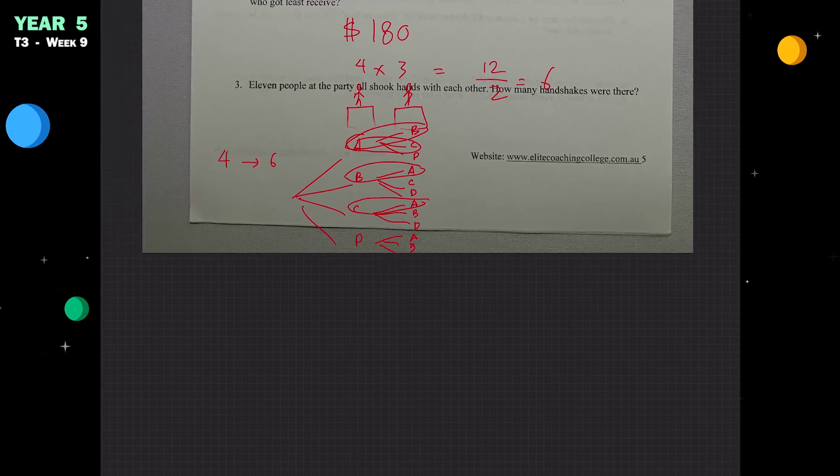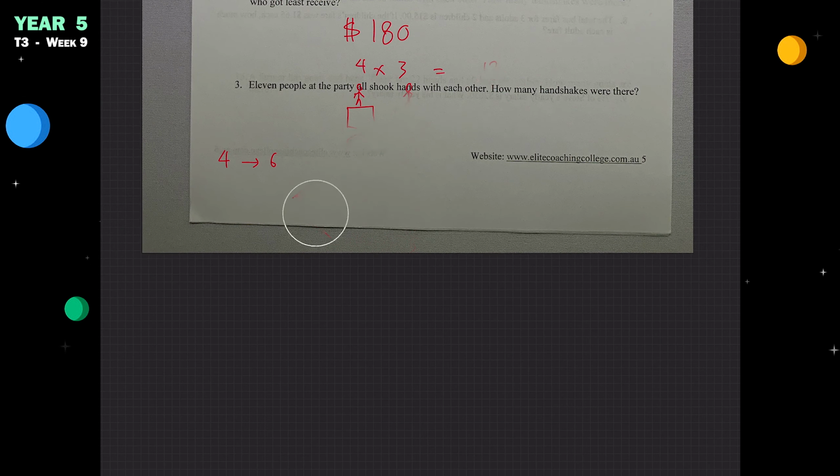Okay, so now let's use that example to do the bigger number here, which is 11. We got 11 people, so that means 11 people can stand here. They can handshake with 10 other people. That gives you 11 times 10, which is 110. But remember that there's double count of everything, so you divide it by 2 to remove the double count, and that gives you what? 55 handshakes. There you go. Alright, moving on to the next page.